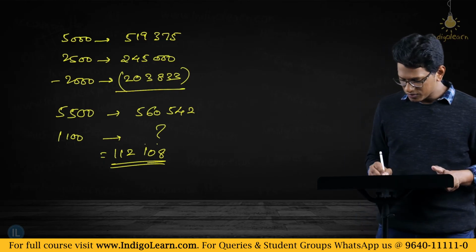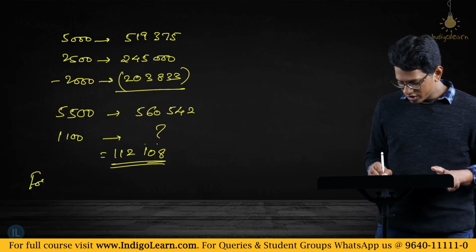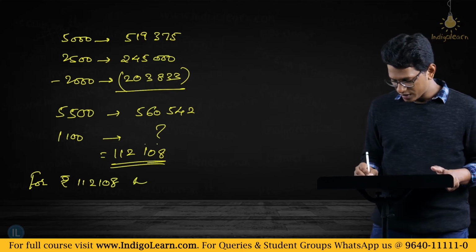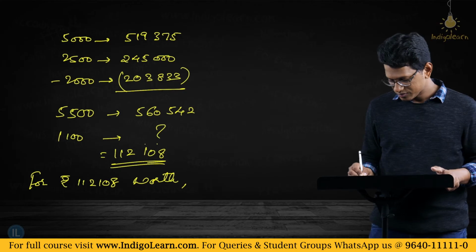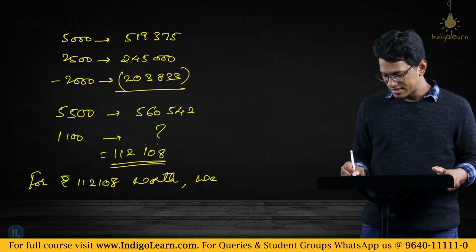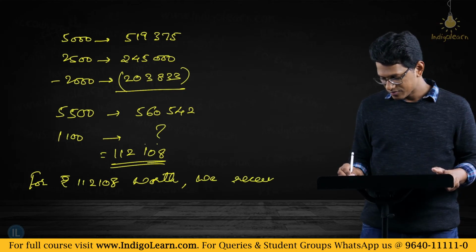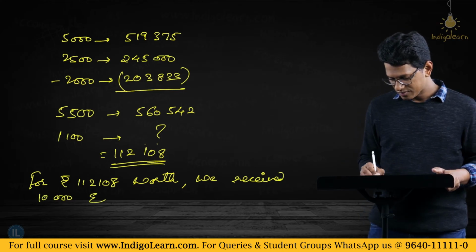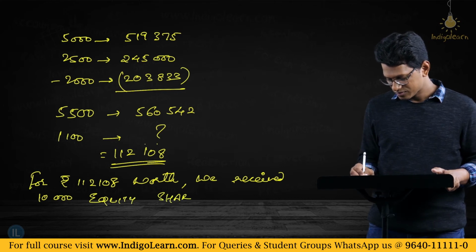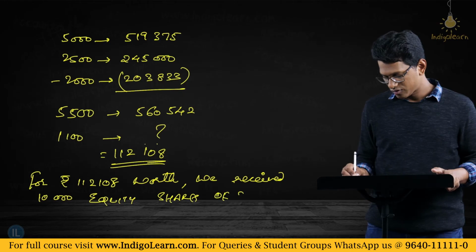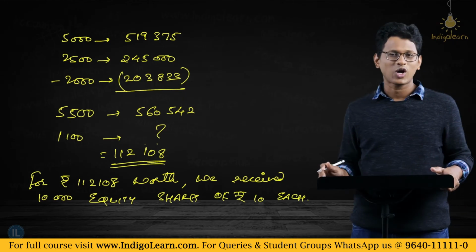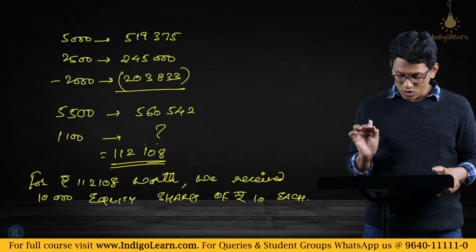Okay. So please write down, for rupees 1,12,108 worth, we received 10,000 equity shares of rupees 10 each. Okay, right. So this is one step.